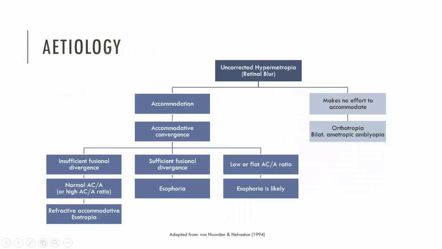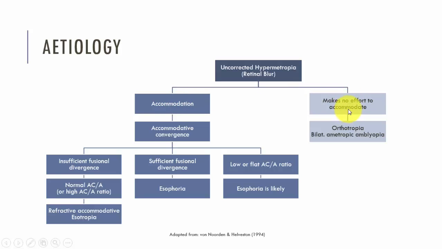Let's look a little bit more specifically at the etiology. So what we have is a young child who's hypermetropic, and when their hypermetropia is uncorrected, obviously they'll have retinal blur, and they can do one of two things. They can either accommodate through the hypermetropia to see clearly, or they'll make no effort to accommodate to see clearly.